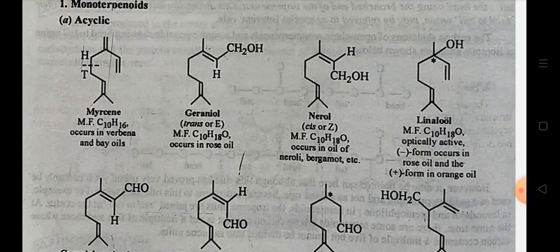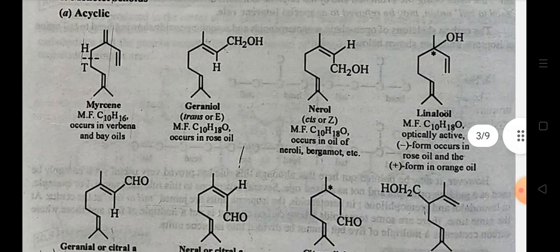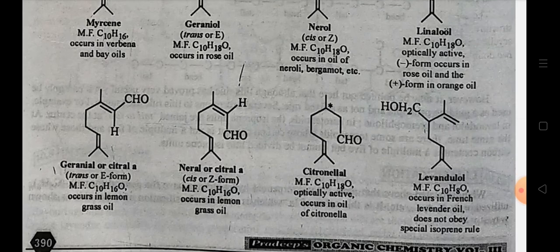Next one is linalool. Molecular formula is C10H18O, optically active. The minus form occurs in rose oil and the plus form in orange oil. Geraniol or citral A, trans or E form. Molecular formula is C10H16O, occurs in lemon grass oil. Neral or citral B, cis or Z form. Molecular formula is C10H16O, occurs in lemon grass oil.